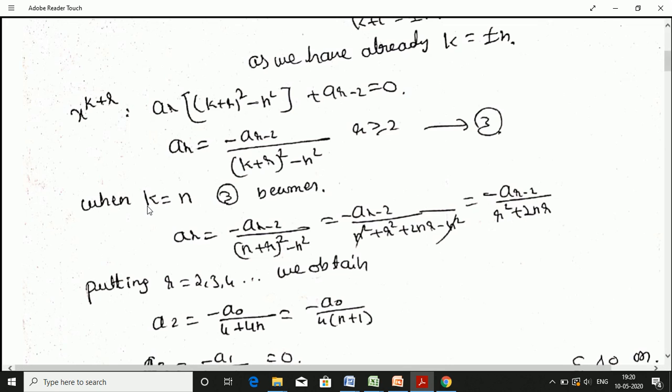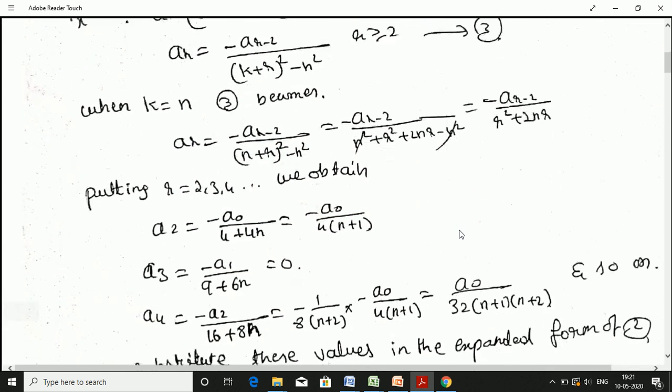For the first result, when k is equal to n, equation 3 takes the form a_r is equal to minus a_(r minus 2) divided by n plus r whole square minus n square. If I expand this, n square plus r square plus 2nr minus n square, the n square terms cancel, so a_r is equal to minus a_(r minus 2) divided by r square plus 2nr. Putting r is equal to 2, 3, 4, etc.